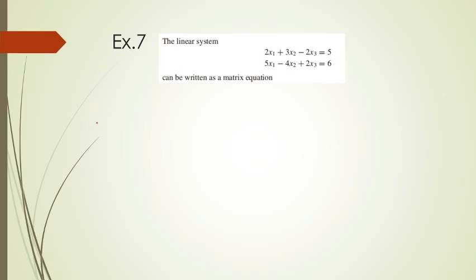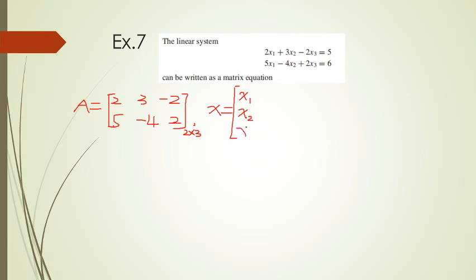So we can rewrite the matrix A. The matrix A is 2, 3, minus 2, right? 5, minus 4, 2, and then X. Here, matrix A is 2 by 3, which means we have 3 unknowns. We have x1, x2, x3, 3 by 1.